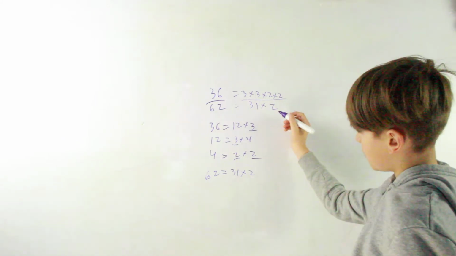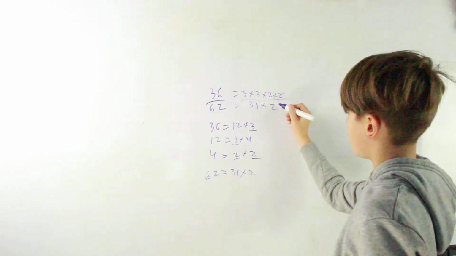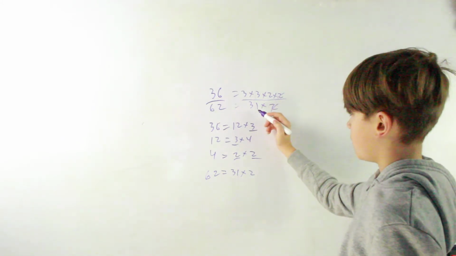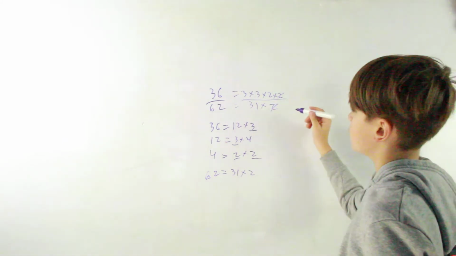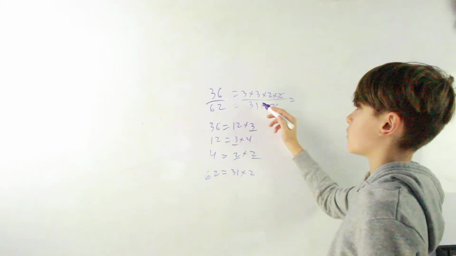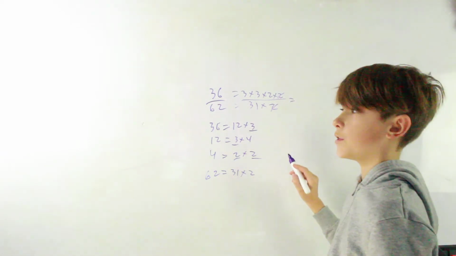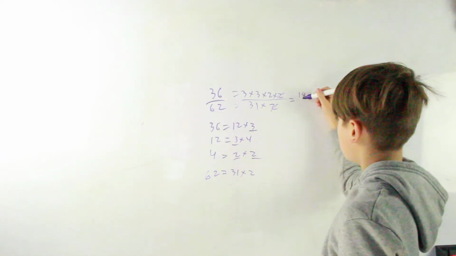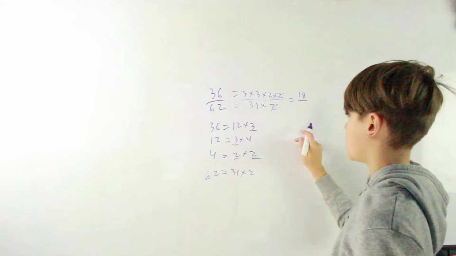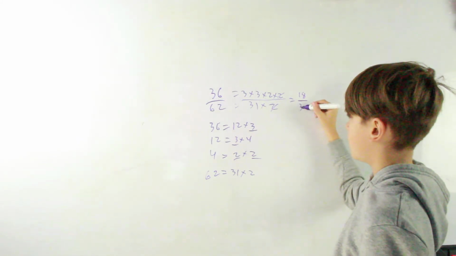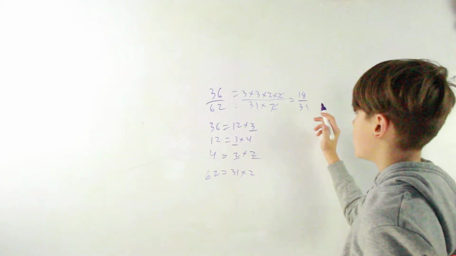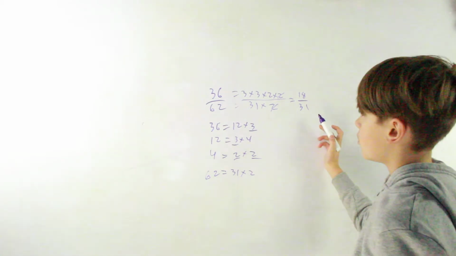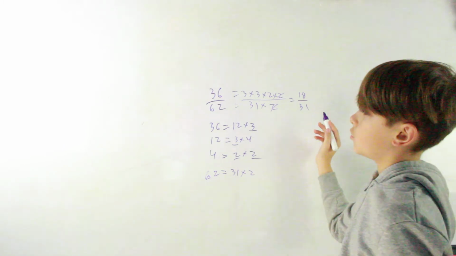You cross out the pairs, so 2 and 2 are a pair, so that leaves 3 times 3 times 2 over 31, so 3 times 3 is 9, times 2 is 18. And then 31 is by itself, so 36 over 62 in its simplest form is 18 over 31. Which is just dividing it by 2.